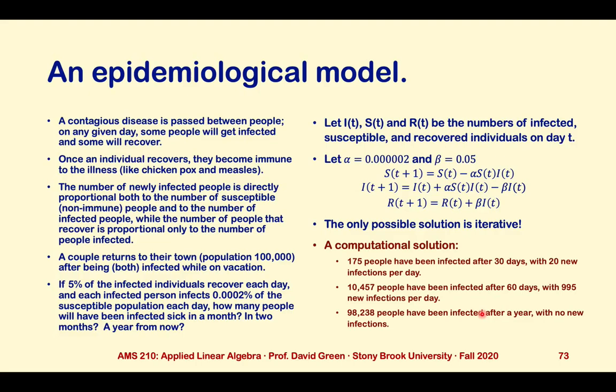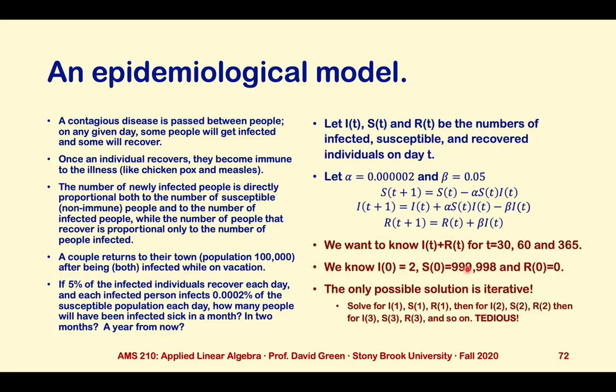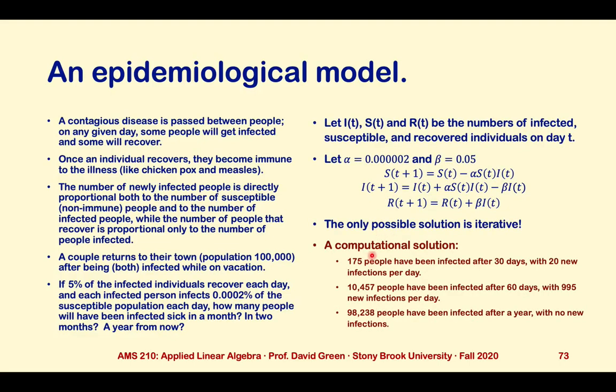If you do that, what you find out, and actually the error is only here, this should just be 99,998, because I have actually run these numbers with a population of 100,000. The computational solution gives you, after 30 days, 175 people have been infected with 20 new infections per day. A moderate number, but not a really scary number. After 60 days, 10,000 people, 10% of the population, have already been infected, and there's almost 1,000 new infections per day. 1% of the population is getting infected every day. Very, very high infection rate.